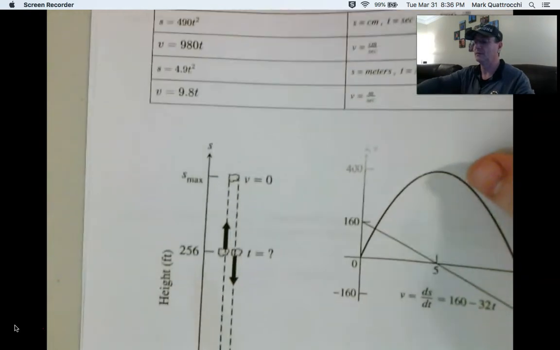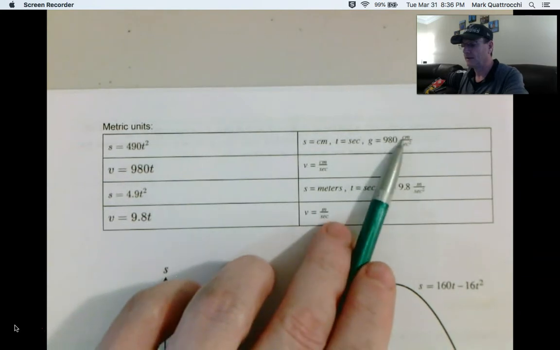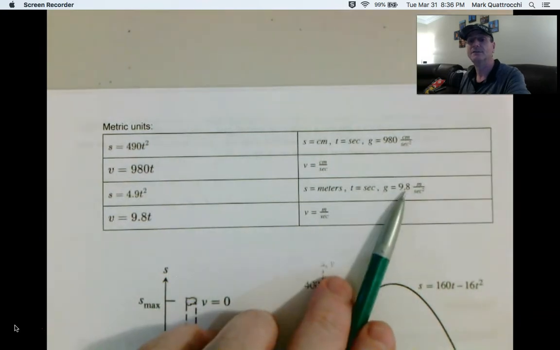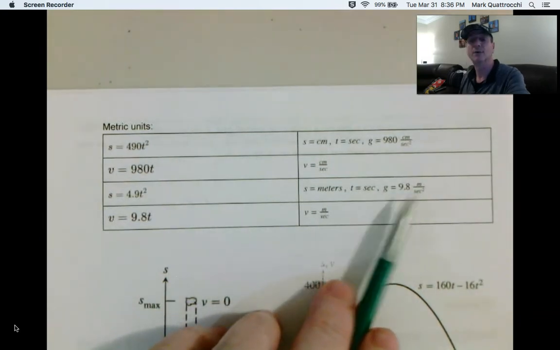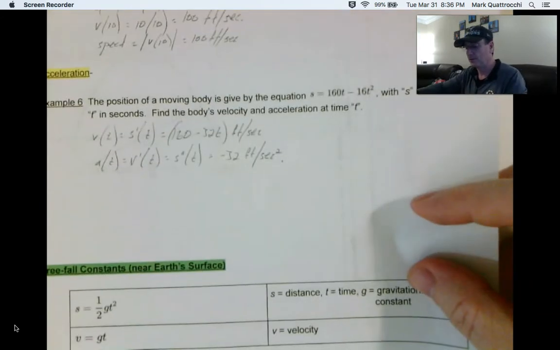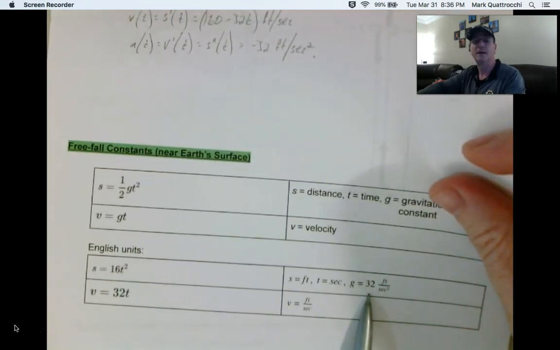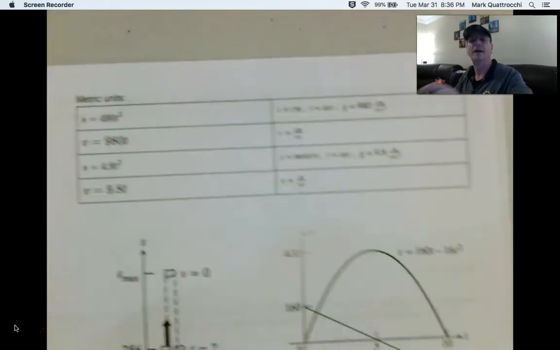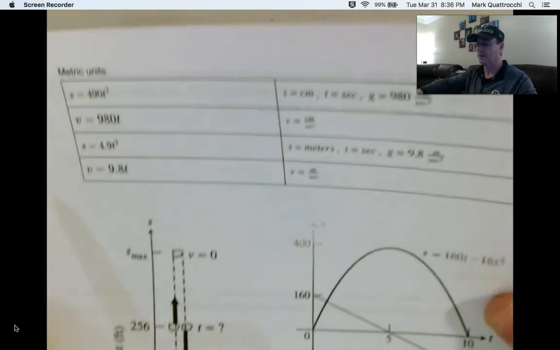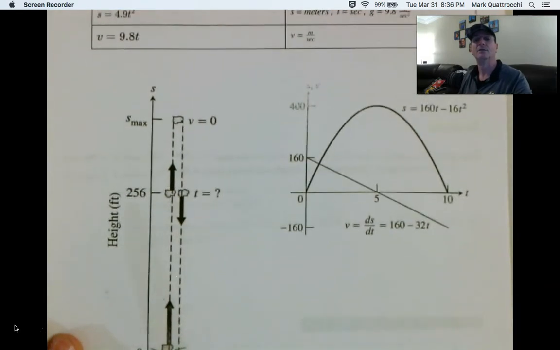And if we are measuring things in the metric units, then in centimeters, it's 980 centimeters per second squared. If we're in meters, then it's 9.8 meters per second squared. This is the most common of them. So 32 feet per second squared is the most common in the English units, and 9.8 meters per second squared is the most common in the metric units. Okay, and this graph, or this picture, goes along with the last problem.